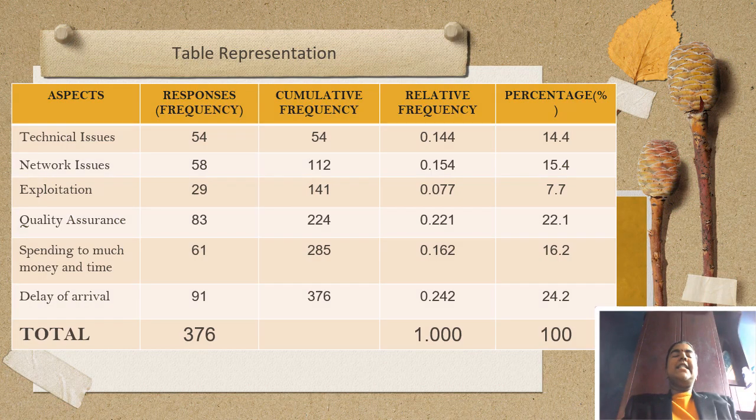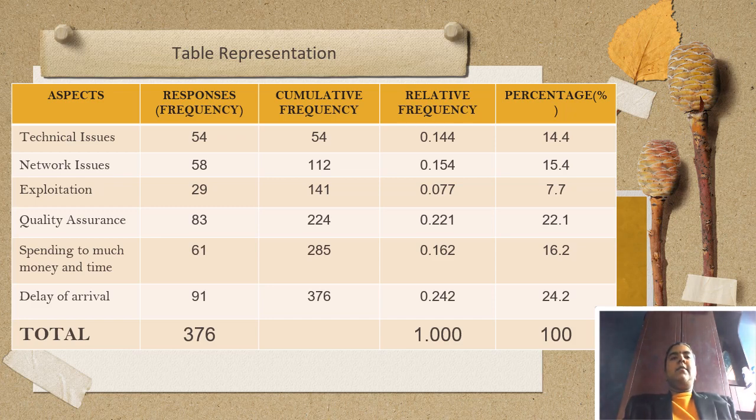Okay, so here is the frequency distribution table for this question. As you can see, we have stated the 6 aspects or the 6 problems, which are technical issues, network issues, exploitation, quality assurance, spending too much money and time, and delay of arrival in products. So next is the responses, which are the frequency, and then next is the cumulative frequency. As you can see, both are tally, which is 376.